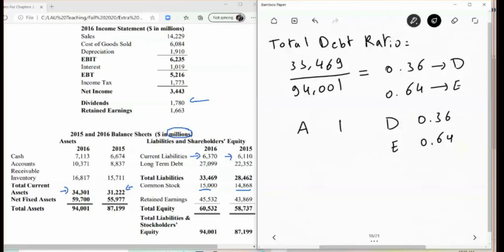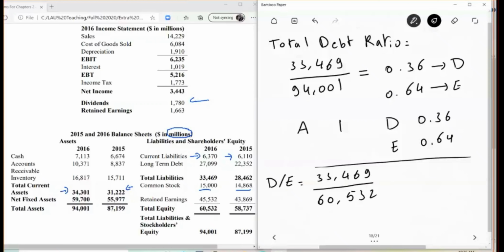Now the second ratio, the debt to equity ratio. So this is total debt divided by total equity, 33,469 divided by 60,532, and the answer is 0.55.